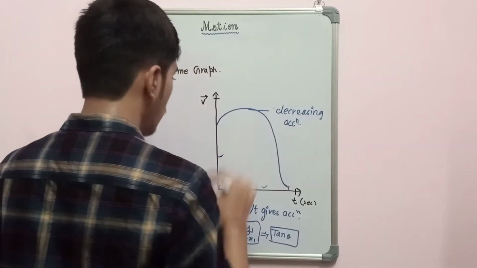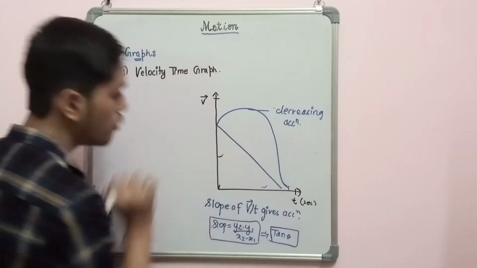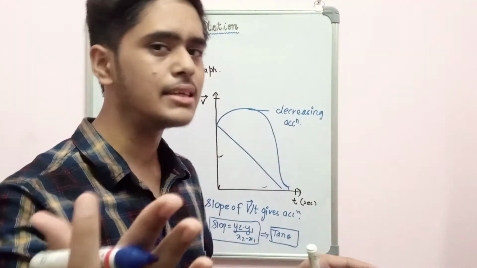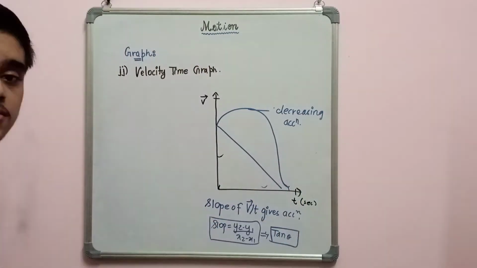Now if I draw a line like this, what is this? This is uniformly decreasing acceleration. Whenever you see a straight line, it is definitely a uniform one.